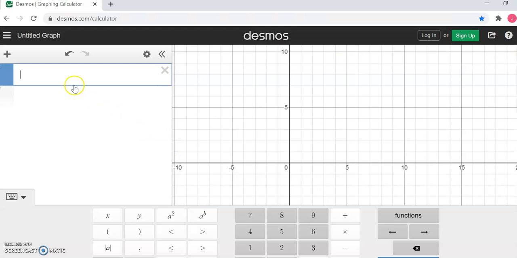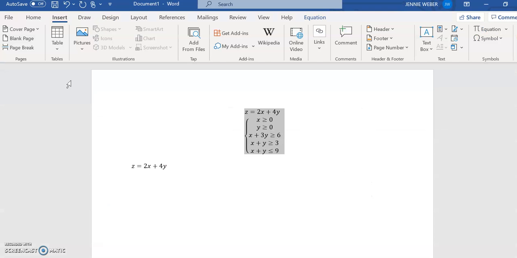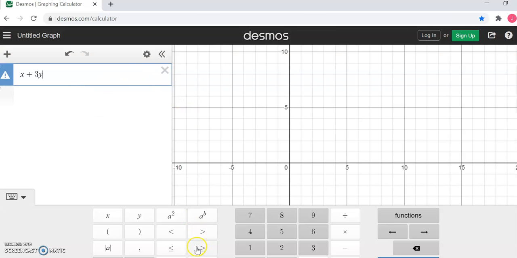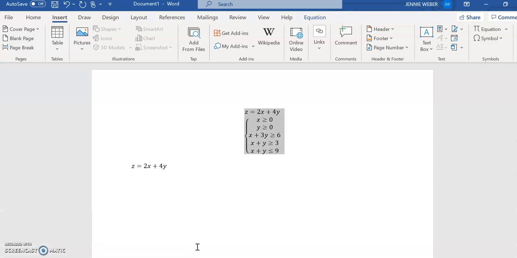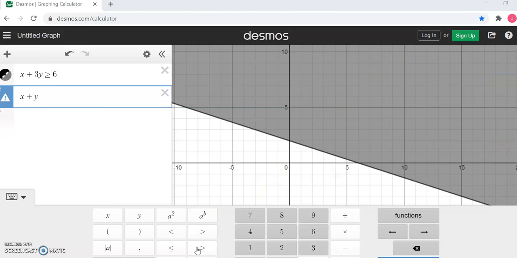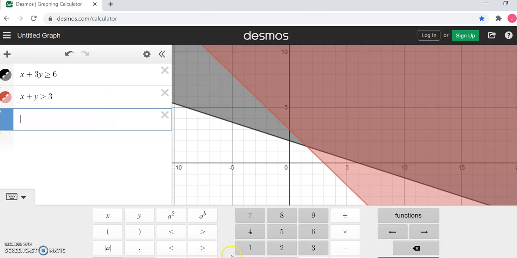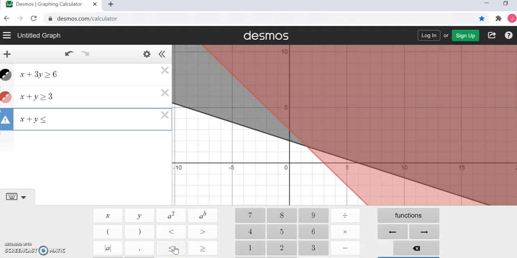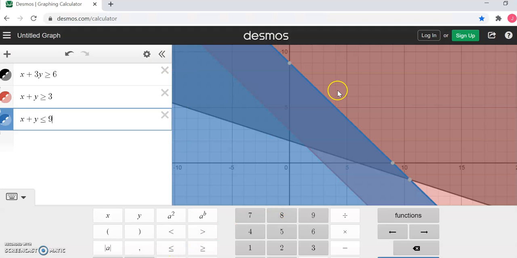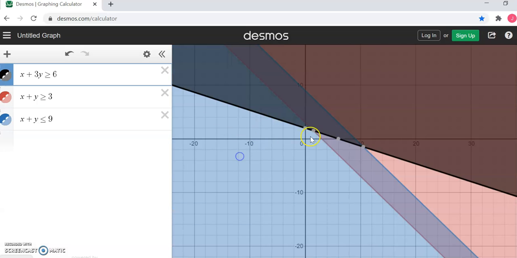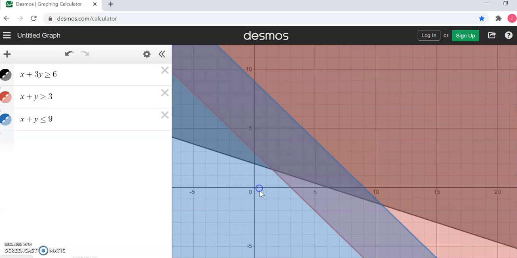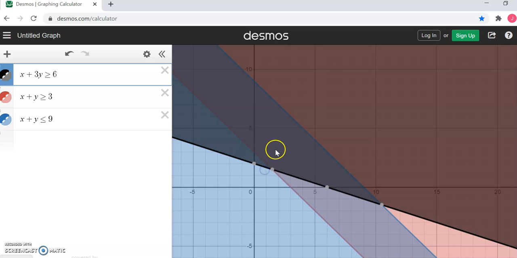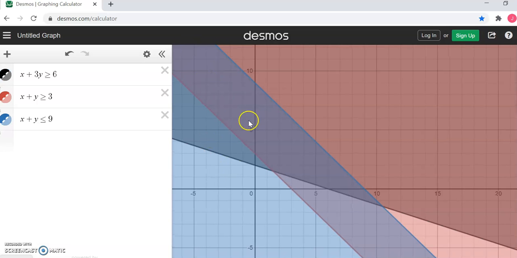I'm just going to adjust here, and I'm going to show you what I'm going to do. I'm going to graph these. You can certainly graph these by hand if you choose, but the beauty of technology is the ability to do it for us. I need the overlap of these three.